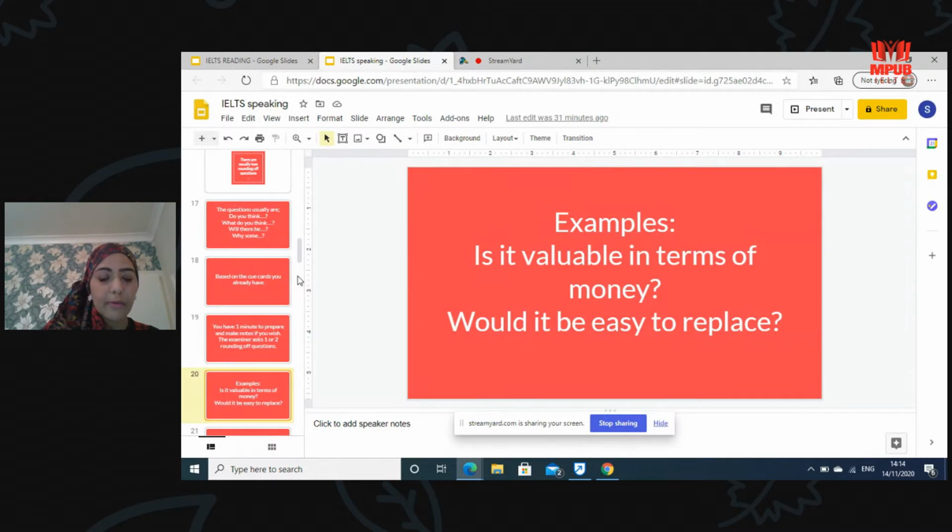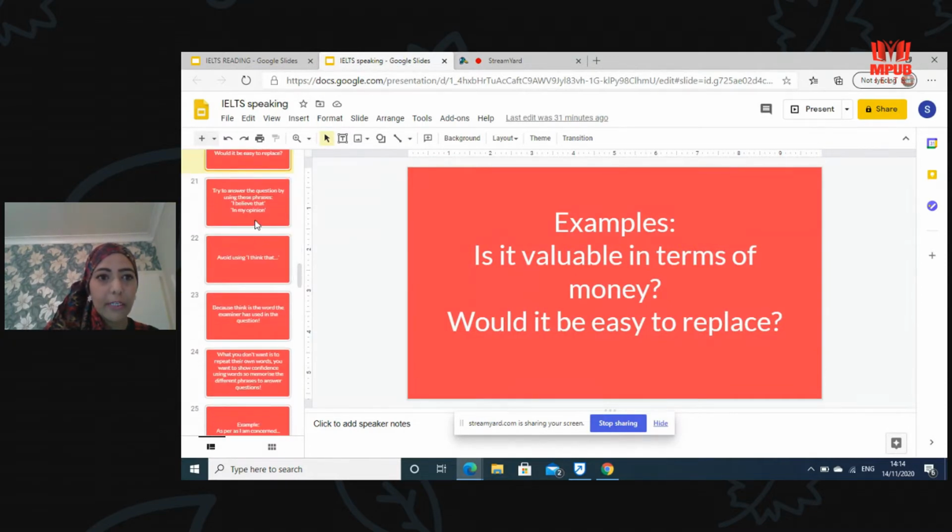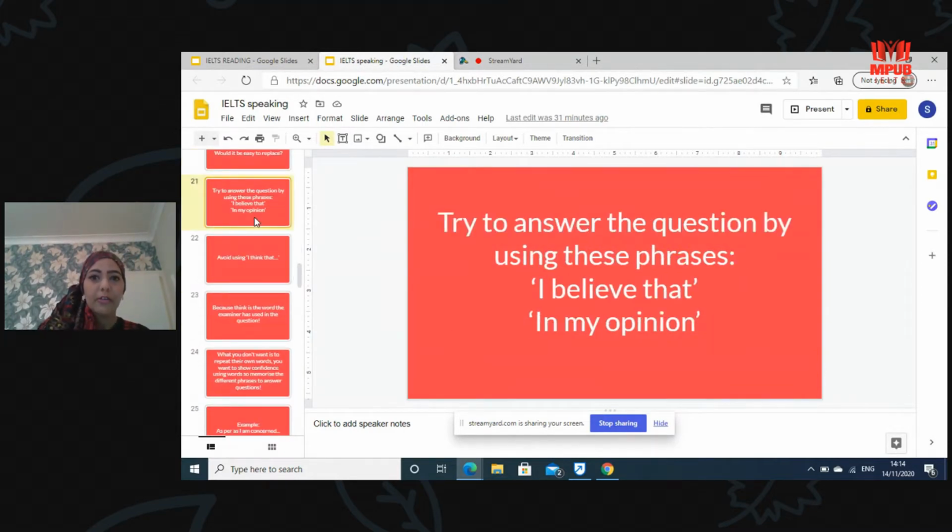So these could be an example of the 2 questions. Try to answer the question by using these phrases: I believe that, or in my opinion. If you memorize these 2 phrases, you can start off any answer using either of them.